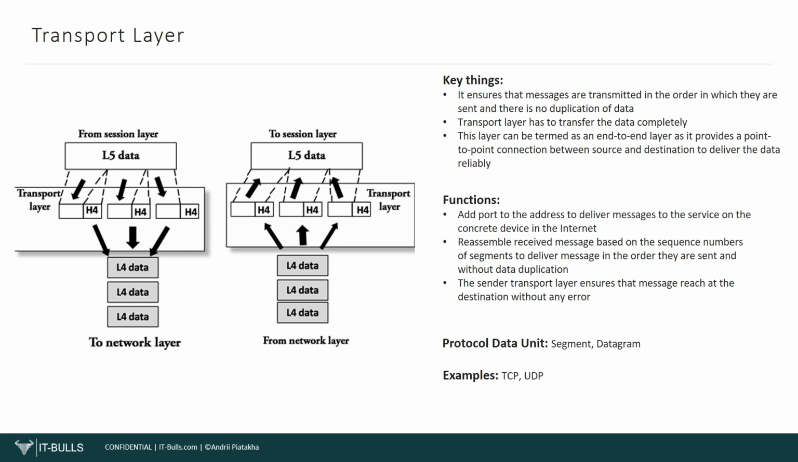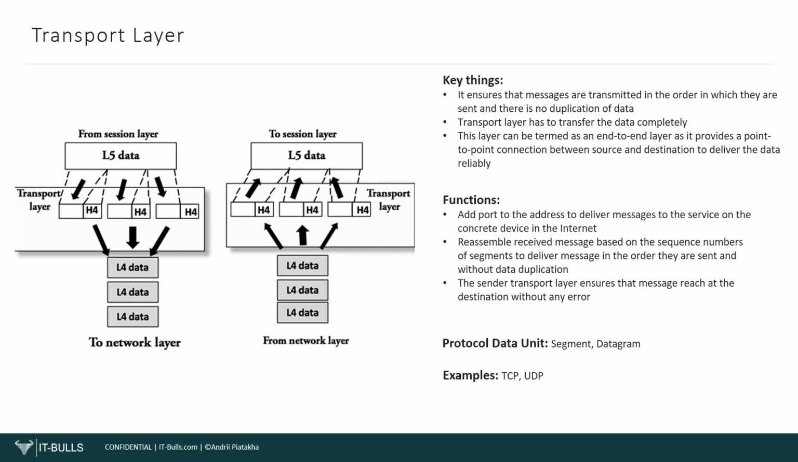There are two protocol data units that this layer works with. The received data from the previous layer is converted into smaller units known as segments. TCP works with segments. Packet segmentation is the process of dividing a data packet into smaller units for transmission over the network. Also, this layer may work with datagrams. UDP protocol works with datagrams. Datagrams are typically structured in header and payload sections.